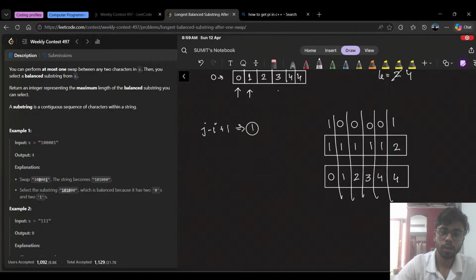If j minus i plus 1, I need to check the length modulo 2 equals to 0. Then I need to continue.